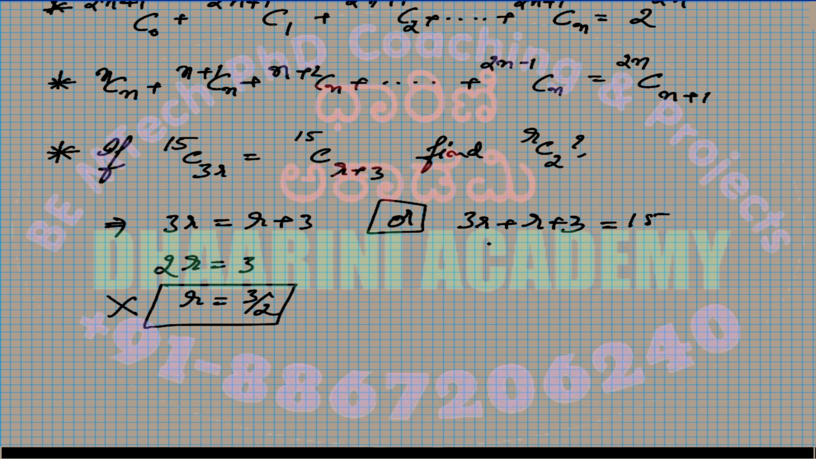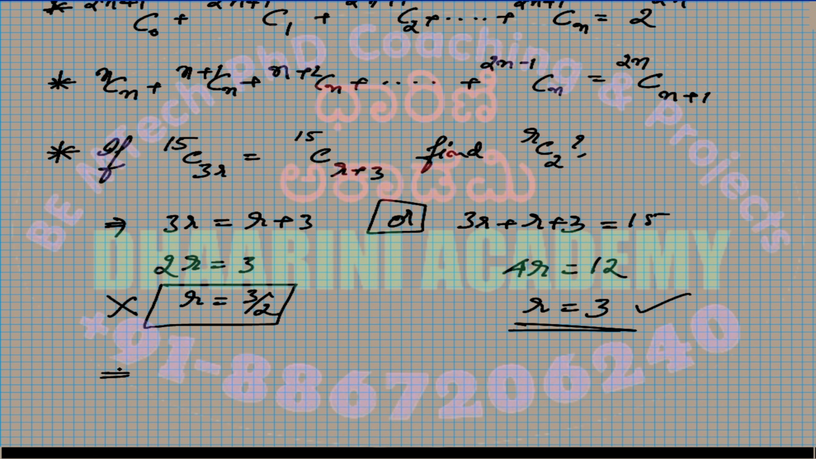Let's go to the other one. So this is 3r plus r, that is 4r. 4r is equal to 15 minus 3, so that is 12. So you can see r becomes equal to 3. Select this because it's a whole number. r cannot be equal to 3 by 2, and r equal to 3 is the valid answer.